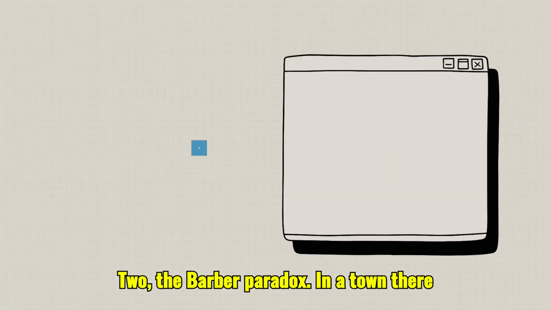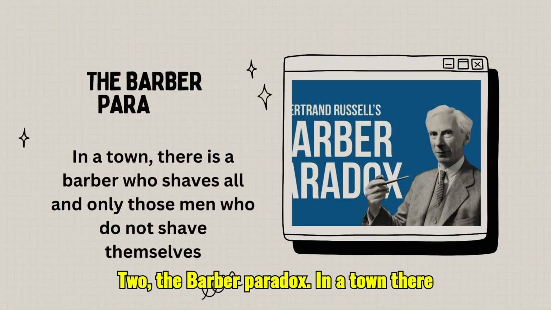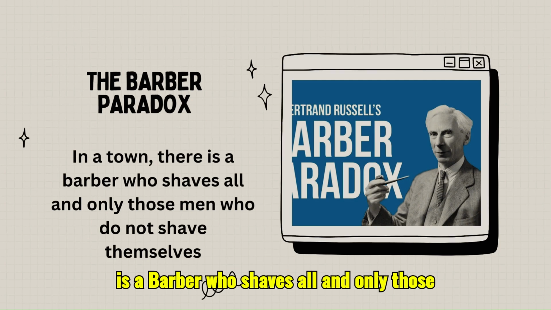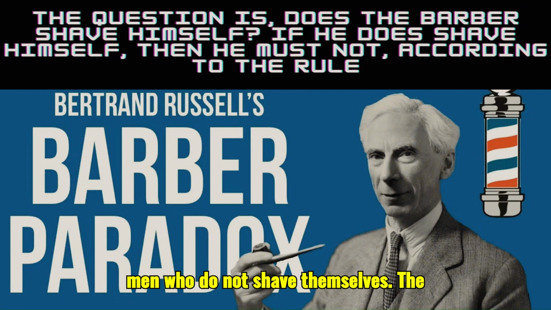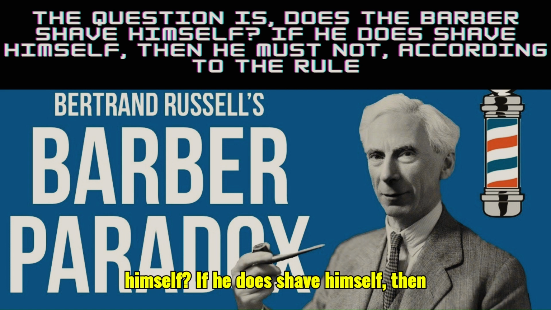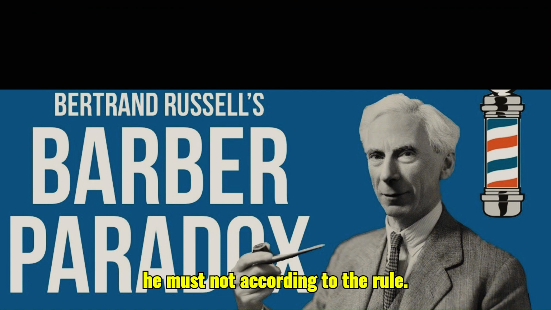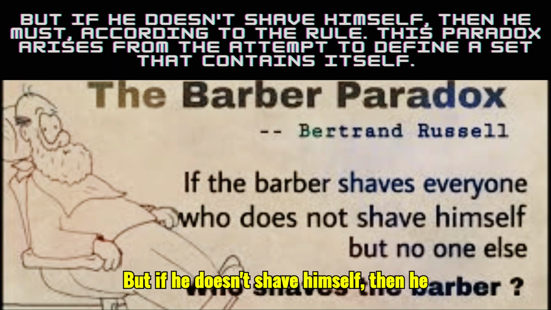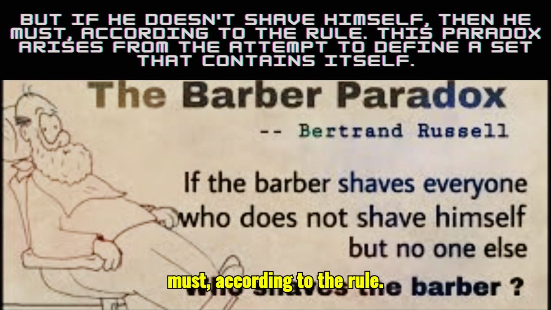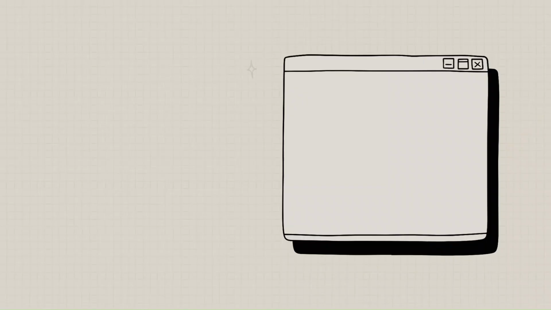2. The barber paradox. In a town, there is a barber who shaves all and only those men who do not shave themselves. The question is, does the barber shave himself? If he does shave himself, then he must not, according to the rule. But if he doesn't shave himself, then he must, according to the rule. This paradox arises from the attempt to define a set that contains itself.